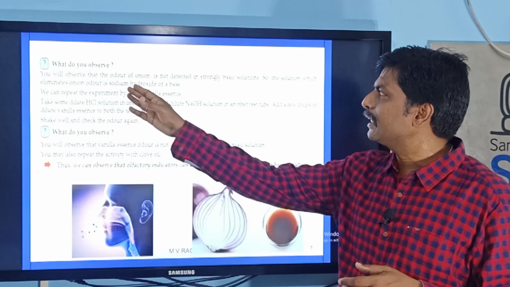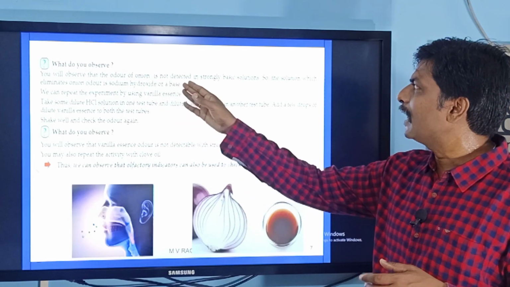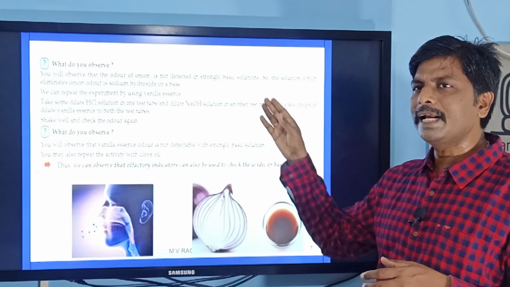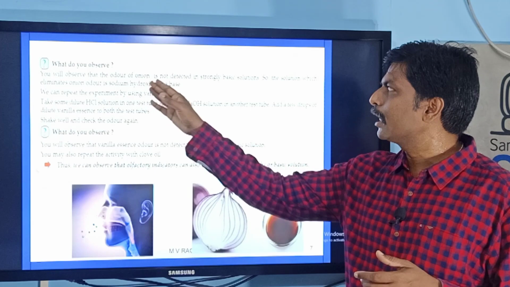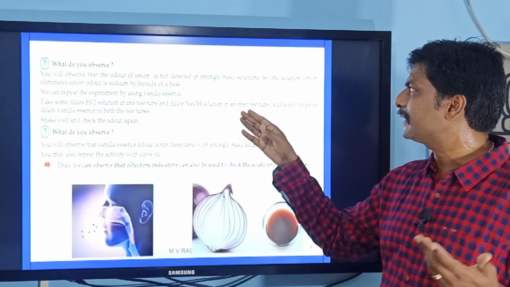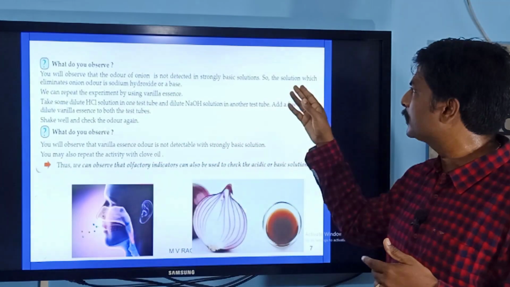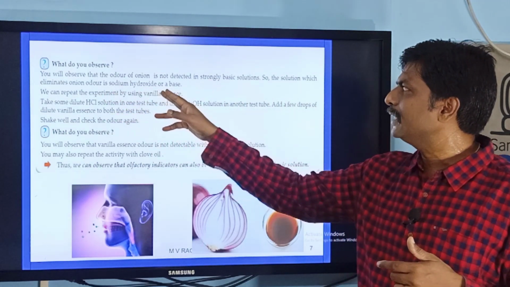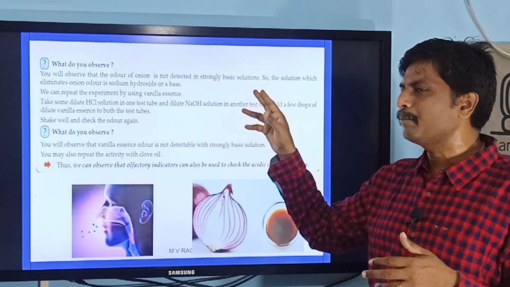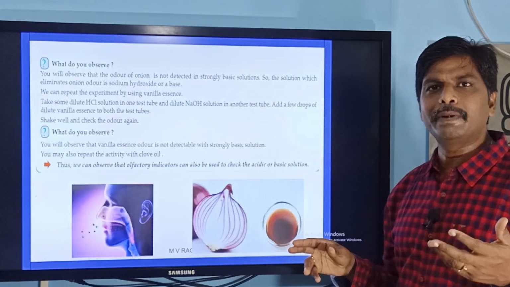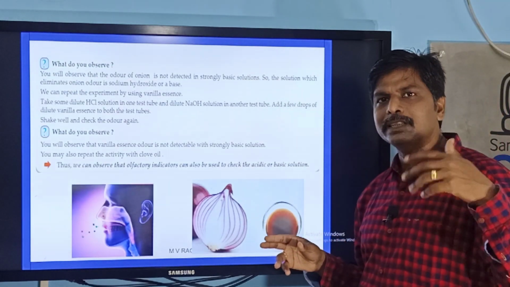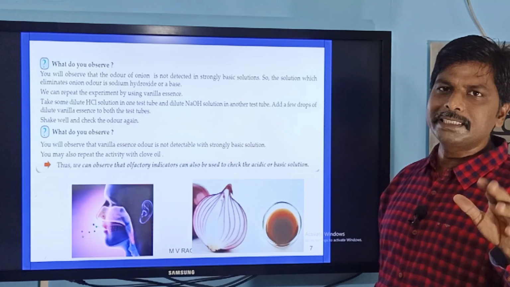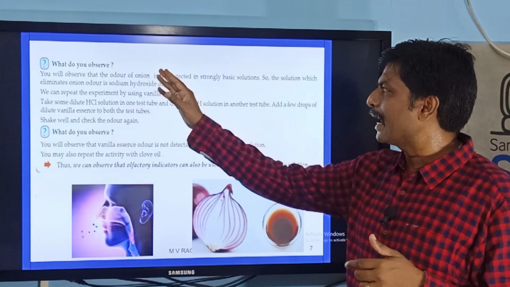You will observe that the odor of onion is not detected in strongly basic solution. So the solution which eliminates the onion odor is sodium hydroxide, or a base. If you are not getting any smell, that means the onion lost its smell, which means that solution is a base. That means it is NaOH.